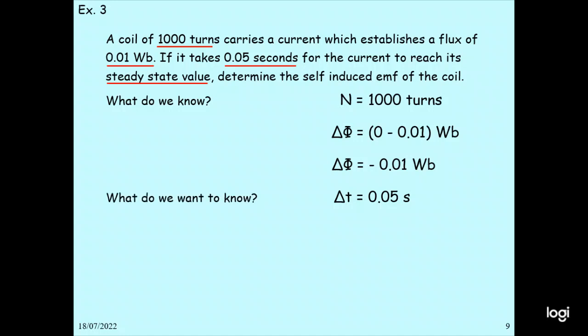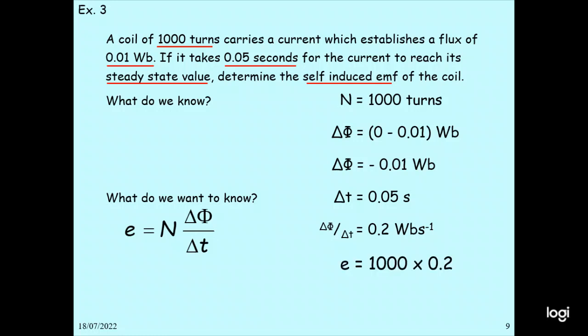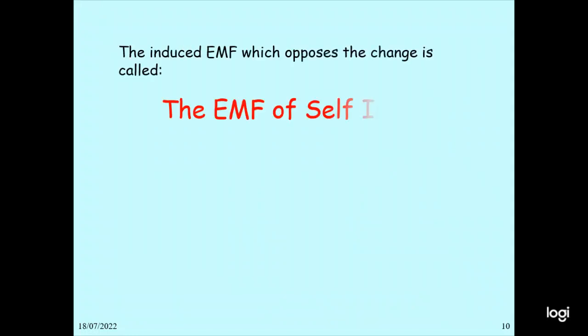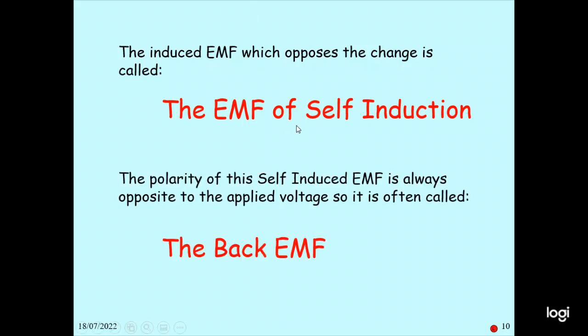The induced EMF which opposes the change is called the EMF of self-induction. The polarity of this self-induced EMF is always opposite to the applied voltage, so it is often called the back EMF. The property of a coil that opposes the change in the current is called the inductance or the self-inductance of the coil. The unit of inductance is the Henry, H.